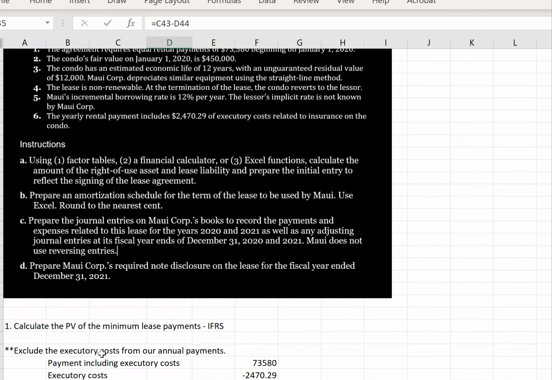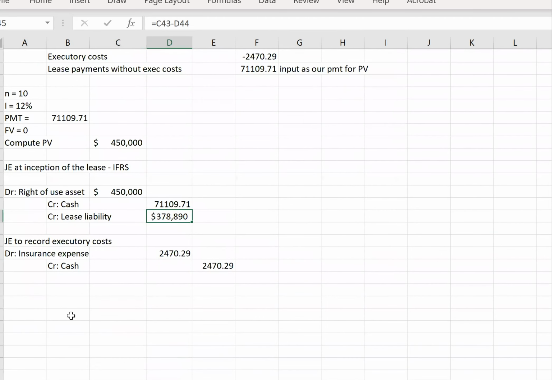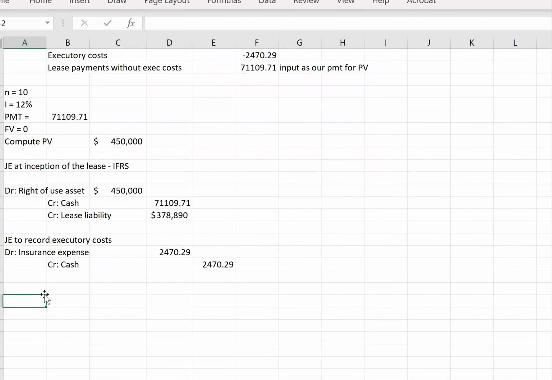Okay, so let's see what else we have here. So we've got prepare the initial journal entry to reflect the signing of the agreement. So we finished A. B says prepare an amortization schedule for the term of the lease to be used by Maui. Okay, so our lease amortization schedule, let's do that. And it's an annuity due basis. You don't have to write that, but I want to keep reminding us that we have to make sure we have that begin function on our financial calculators.